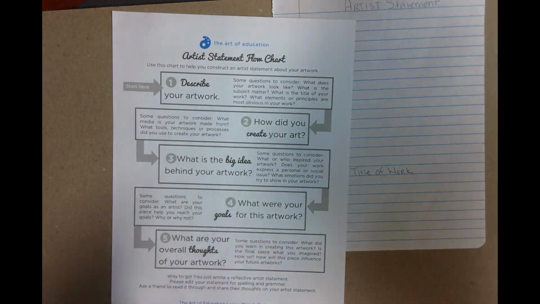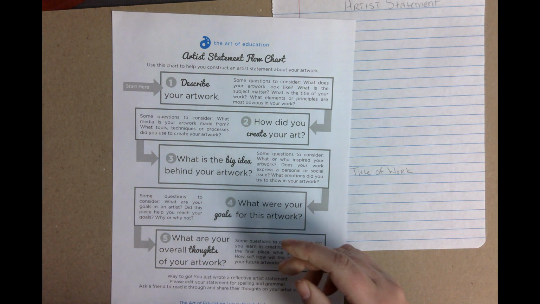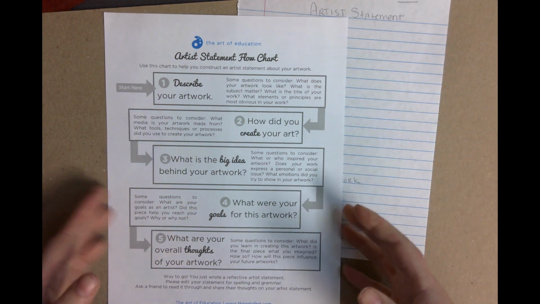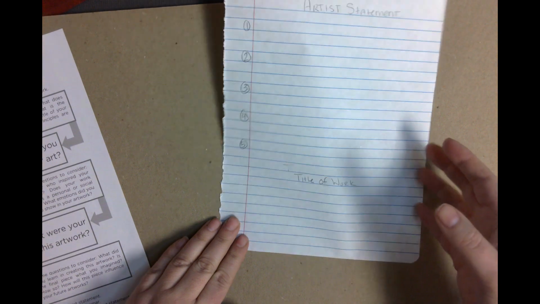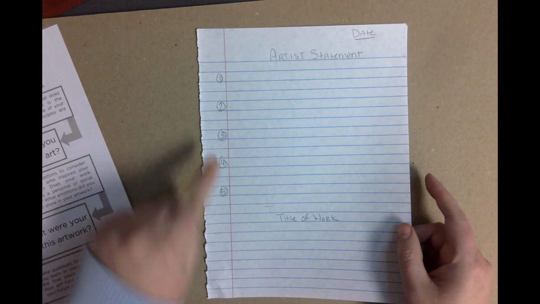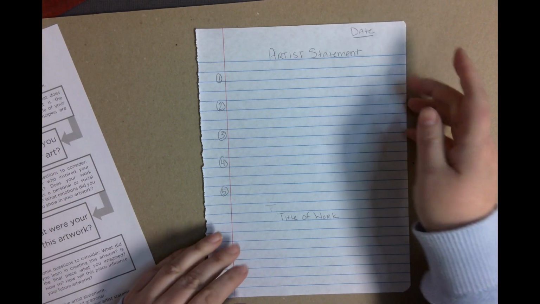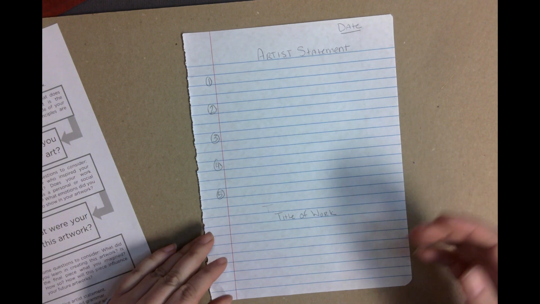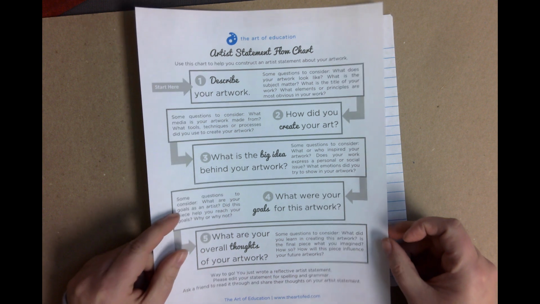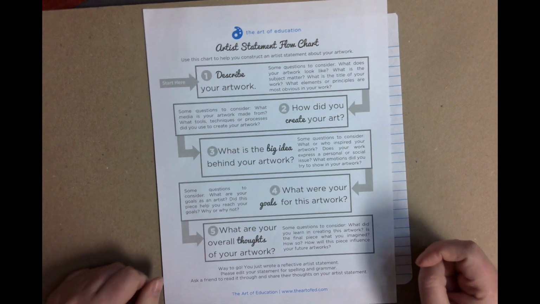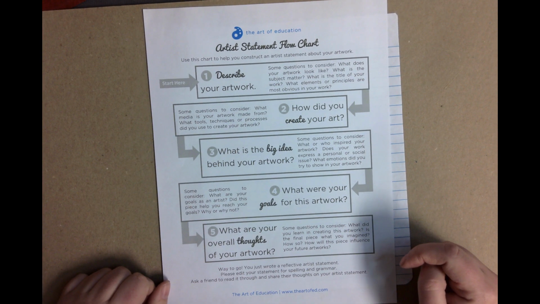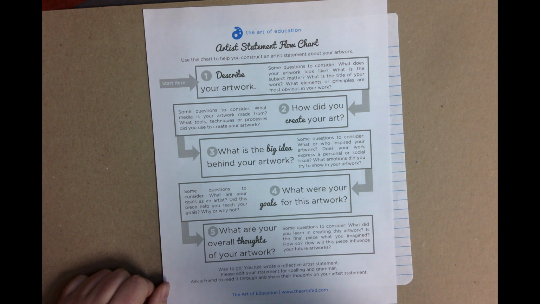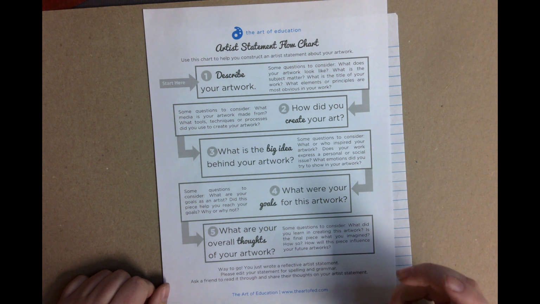Okay, so you should be back from setting up your journal page. My notebook was hard to write in, so I made another page, and I corrected my spacing, and I also added the date. Let's go ahead and add the date there. We are going to use this artist statement flowchart from The Art of Education to help us write a really great artist statement.